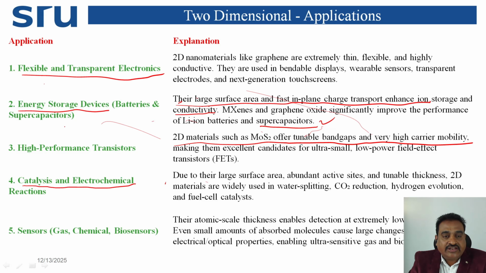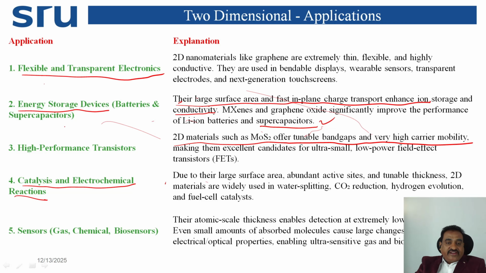Catalysis and electrochemical reactions. The two-dimensional nanomaterials are used in catalysis and electrochemical reactions due to their large surface area, abundant active sites, and tunable thickness. Two-dimensional materials are widely used in water splitting, carbon dioxide reduction, hydrogen evolution, and fuel cell catalysis.